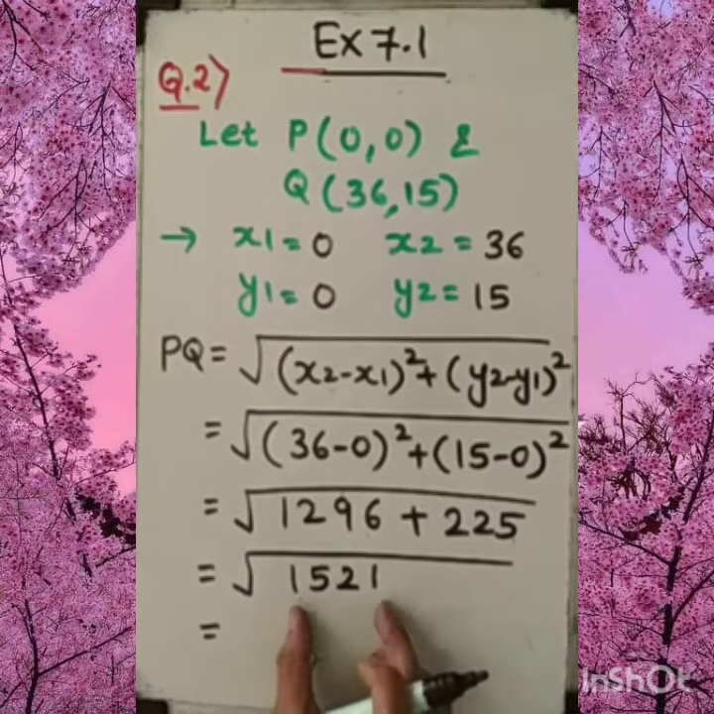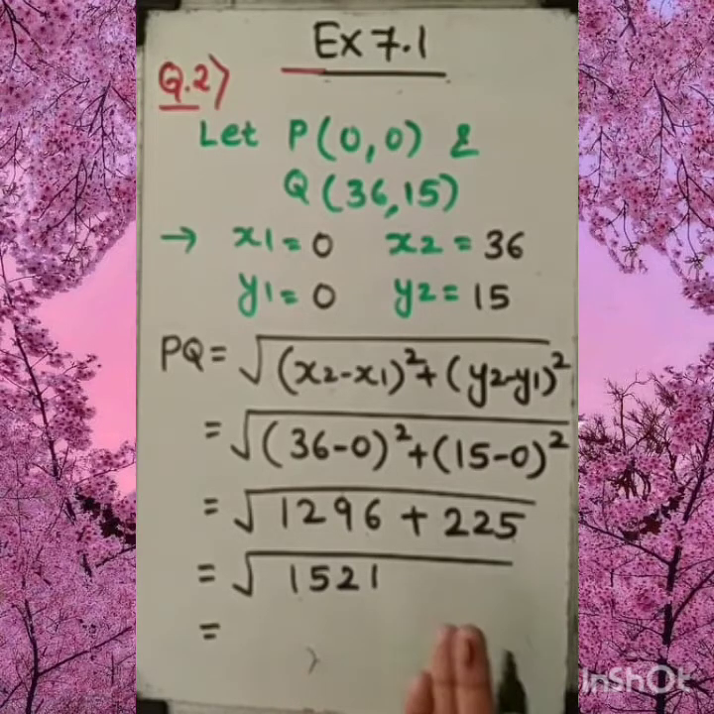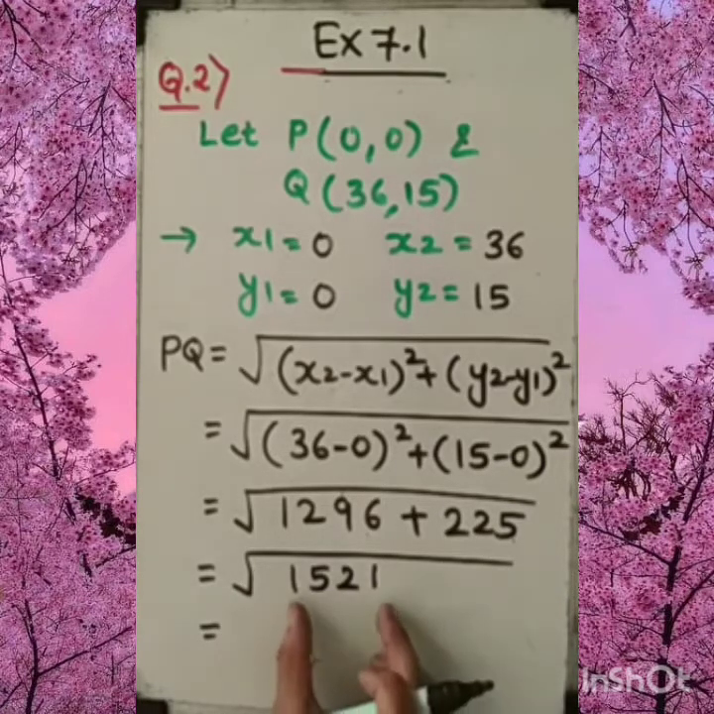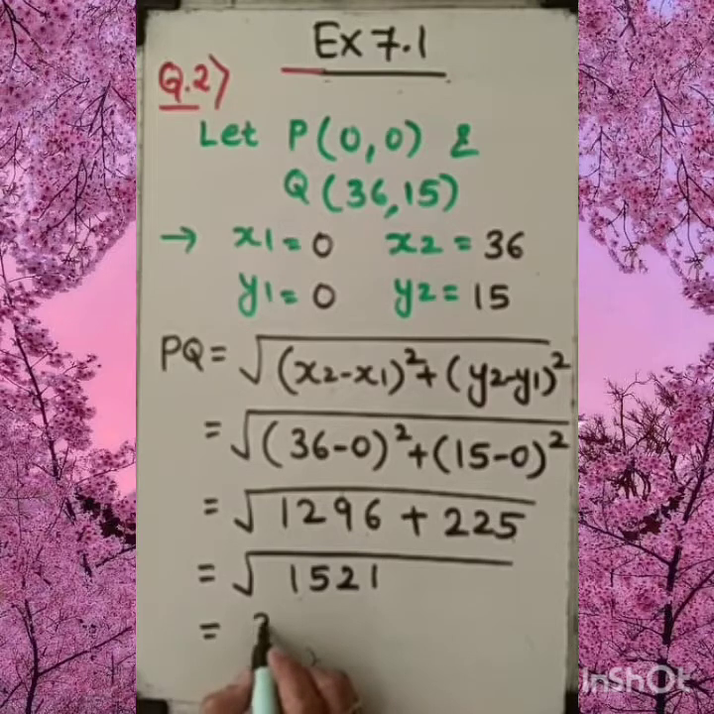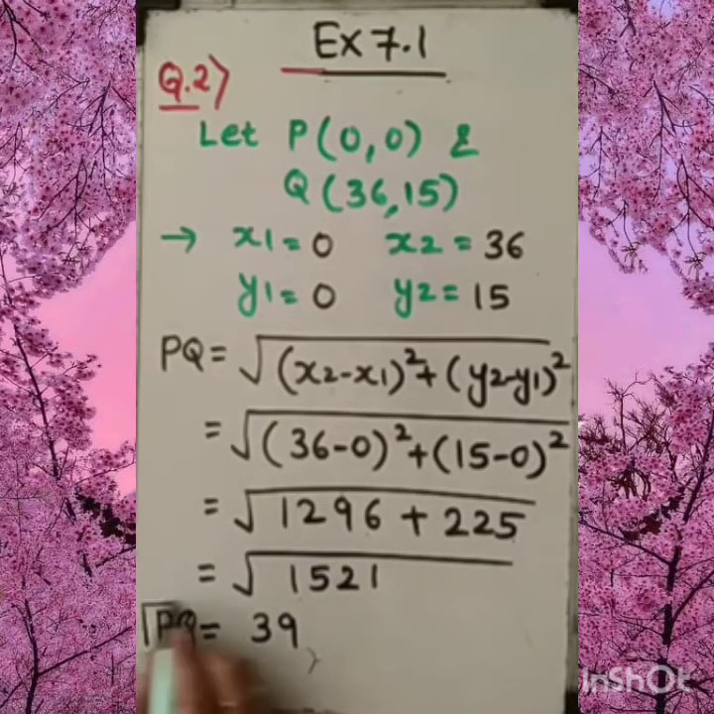So this is less than that. So immediately before 40, if we proceed, then it will be 39. If in a rough column you try and multiply, then you will find this is the perfect square of 39. So that's why the distance between the 2 towns is 39.